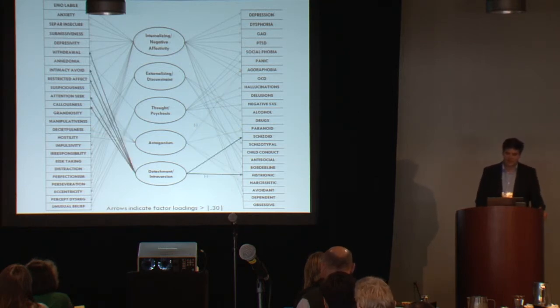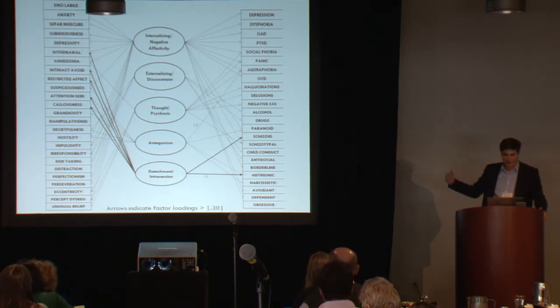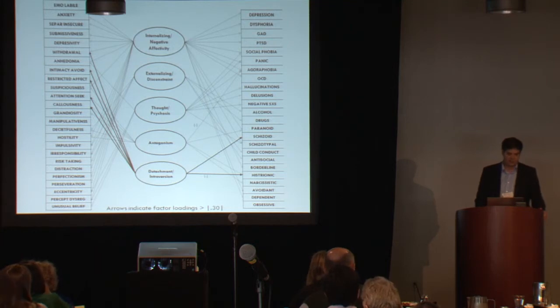And finally, detachment and introversion. The only above 0.3 here are the negative loading on histrionic and schizoid. Avoidant just meets the cutoff. And then we have withdrawal, intimacy avoidance, restricted affectivity, and it's a negative loading for attention-seeking and also callousness.